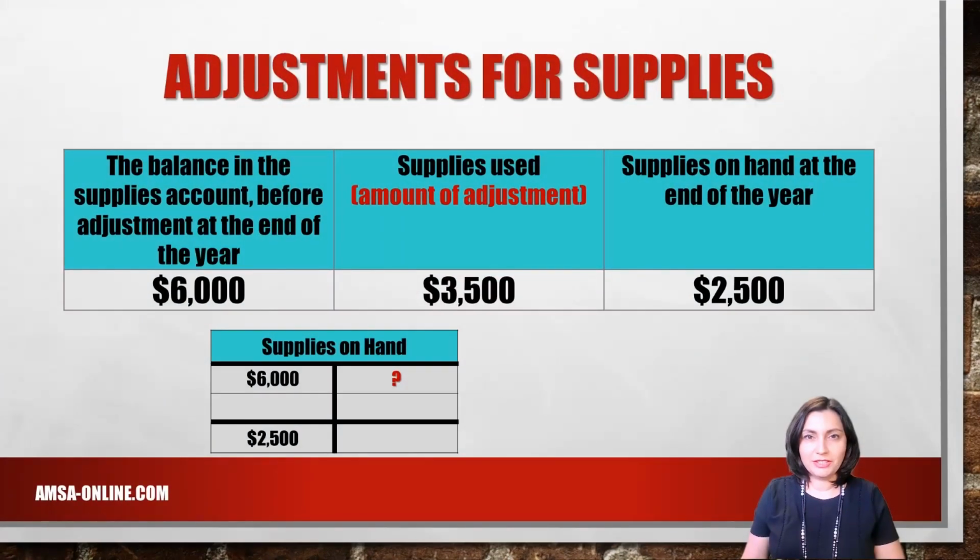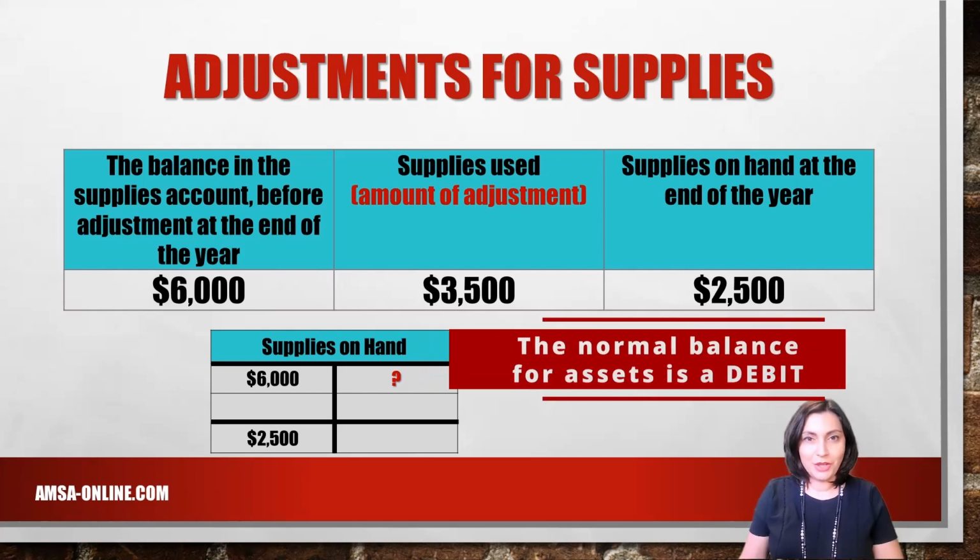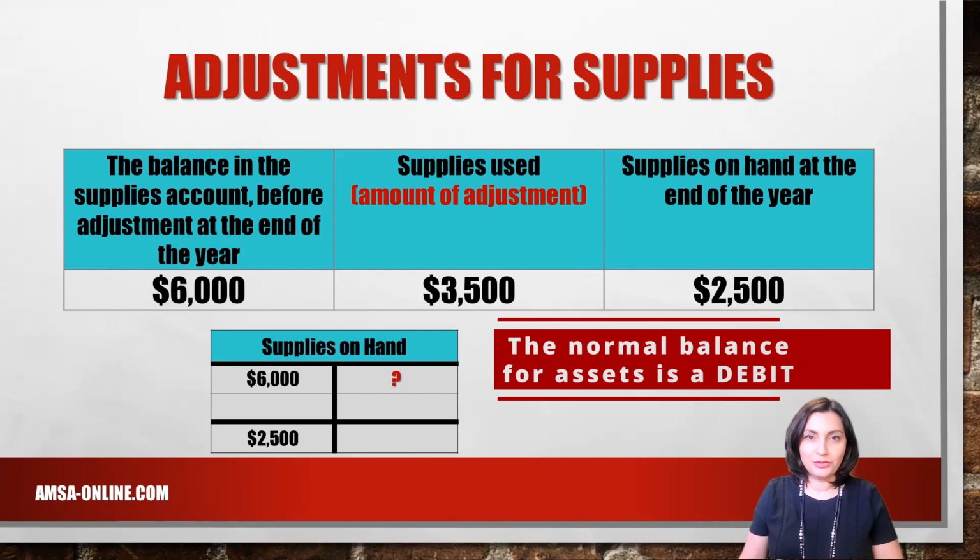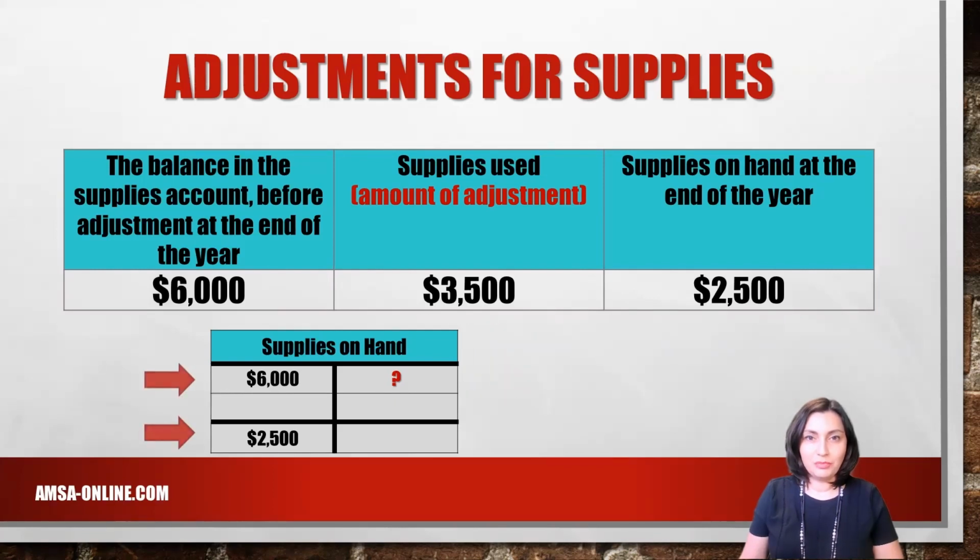Supplies on hand is an asset account. It is increased by debit and decreased by credit. An account's assigned normal balance is on the side where increases go because the increases in any account are usually greater than the decreases. Therefore, the normal balance is on the left or debit side of the T account. Both the beginning and ending balances are on the left or debit side of the T account.